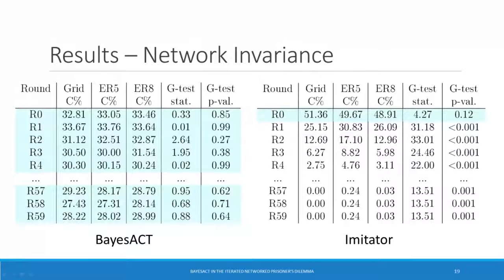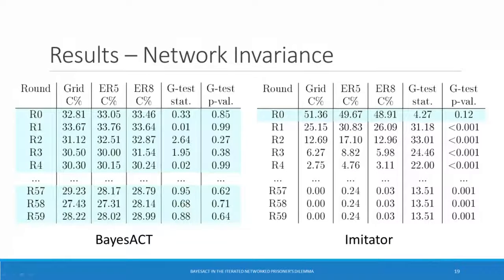So let's have a look at the results then. First up is the network invariance condition. There's a lot of numbers, I know. What we did here was look at the cooperation rate by round for each of the bots across all three of these networks and then did a G-test to see if the results were statistically distinguishable.